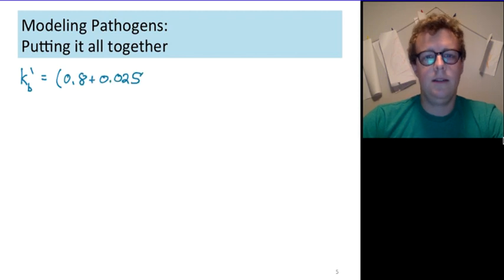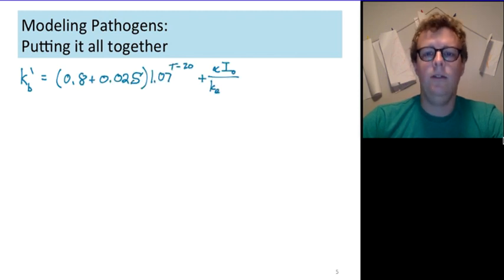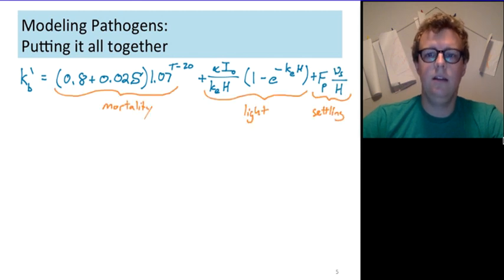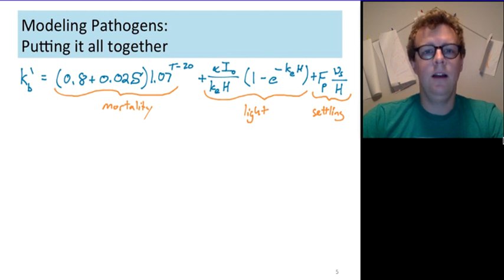So 3 processes. All we need to do is simply add those together. And that's our terms respectively for mortality, light, and settling. You'll notice here I use the mortality formulation for salinity. That's that capital S in the mortality term. So we can add mortality, light, and settling together. And now you've got a loss rate to describe pathogens in your system.